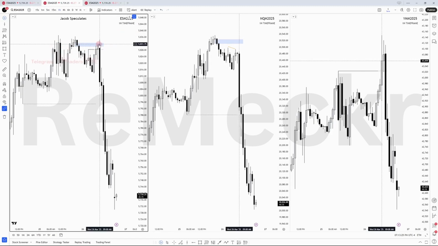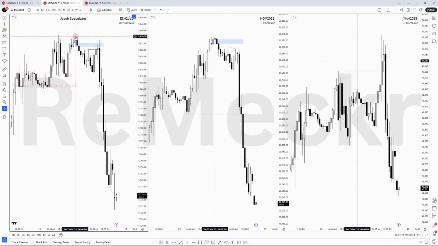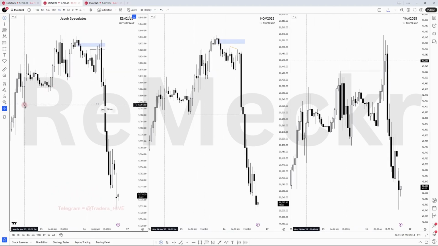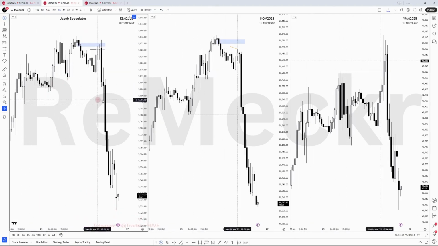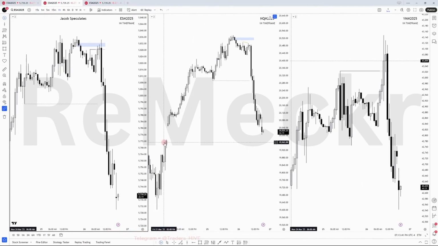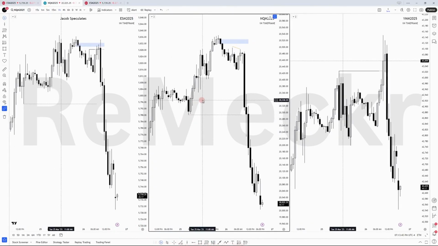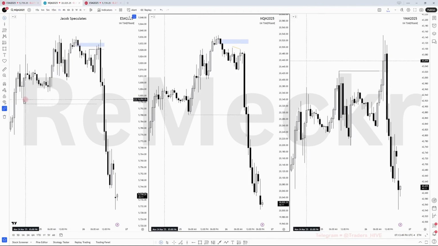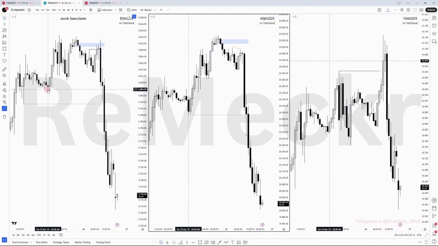And where are you looking to set your stop? Above this high, or a little bit above if you want to give your trade some room to breathe. And now what are you looking to target? These lows right here, and a little bit lower if you're confident in it. But why these lows in specific? It wasn't too high probability, but it was there.